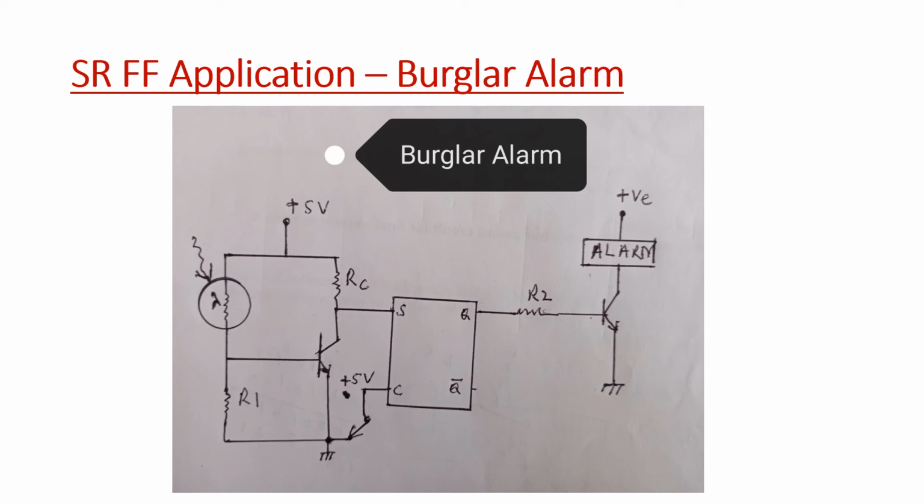Now the moment dark falls and the light stops falling on the photocell, this transistor does not operate, it remains in cut off state, and positive 5 volt, that is high, is applied on S. Then Q goes high, and through R2 it is applied on the base of the NPN transistor on the right hand side, and it starts conducting, going into the saturation region. Then the circuit completes with the ground, the current from positive 5 volts starts flowing through the alarm, and the alarm is on.